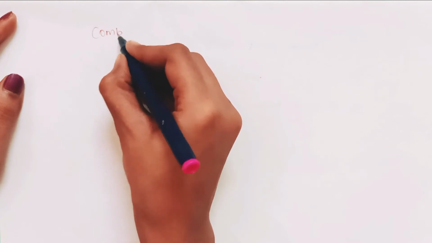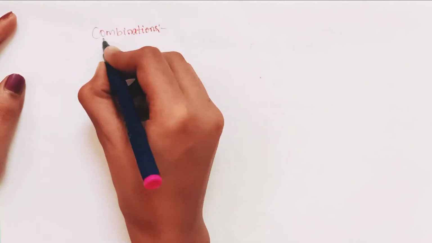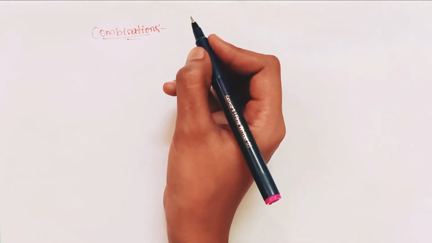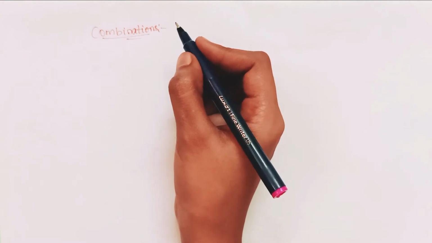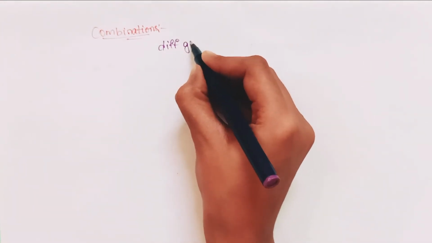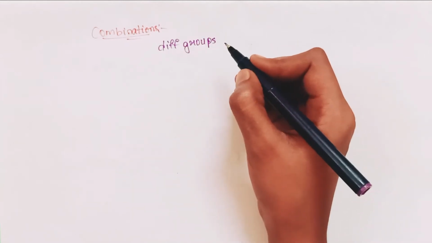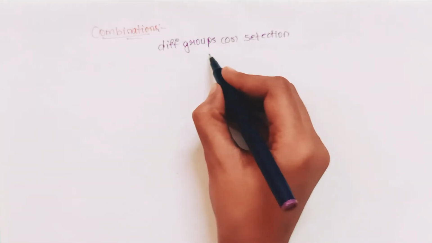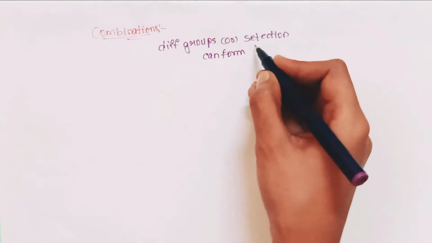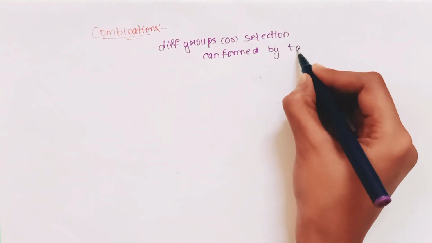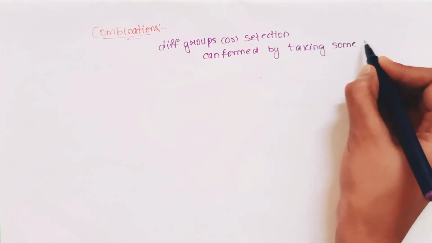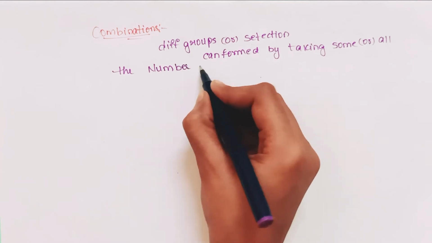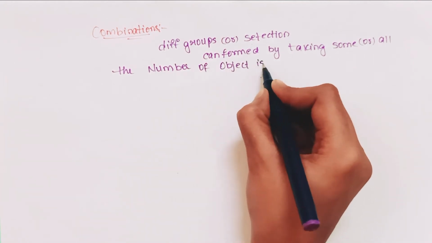Now combinations. Combinations means the different groups or sections which can be formed by taking some or all of the number of objects. That means different groups. In combinations we use different groups or sections they can form by taking some or all the number of objects, and this is called combinations.